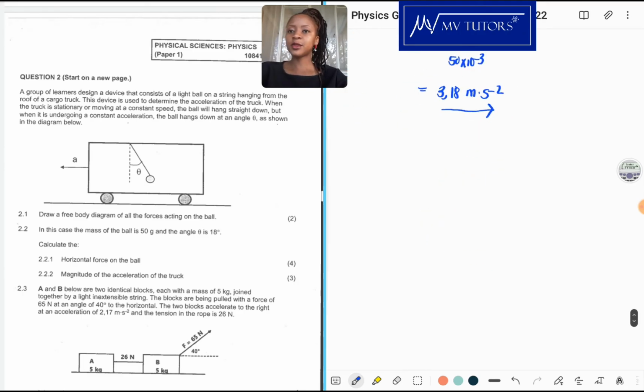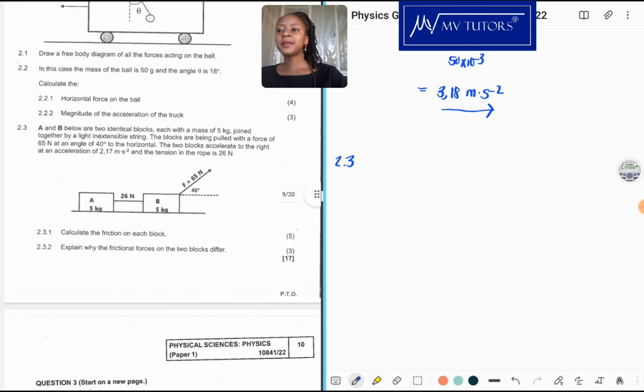Okay, and now 2.3. So A and B below are two identical blocks. They have the same mass, as you can see, 5 kg. Each with a mass of 5 kilograms, joined together by a light, inextensible string. So we're not considering the weight or the mass of the string. It's light. The blocks are being pulled with a force of 65 Newton at an angle of 40 degrees to the horizontal. The two blocks accelerate to the right at an acceleration of 2.17 meters per second squared, and the tension in the rope is 26 Newton. All right, calculate the friction on each block.